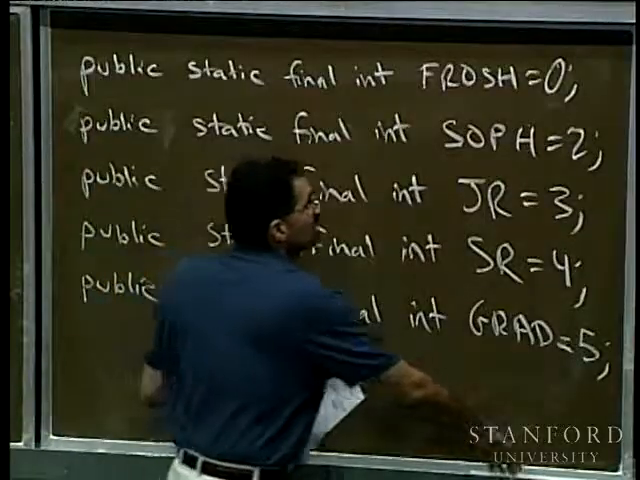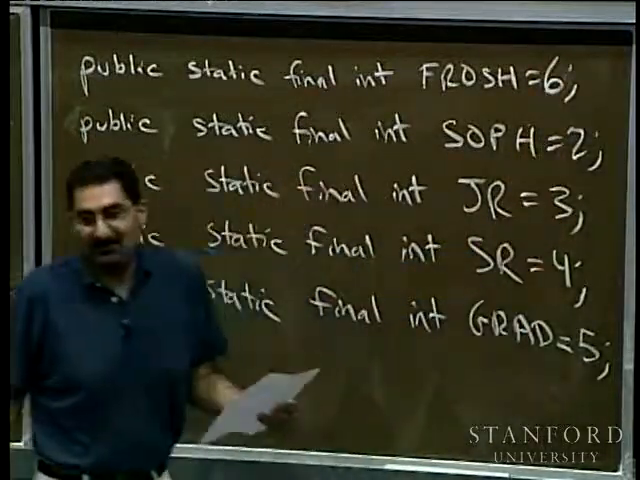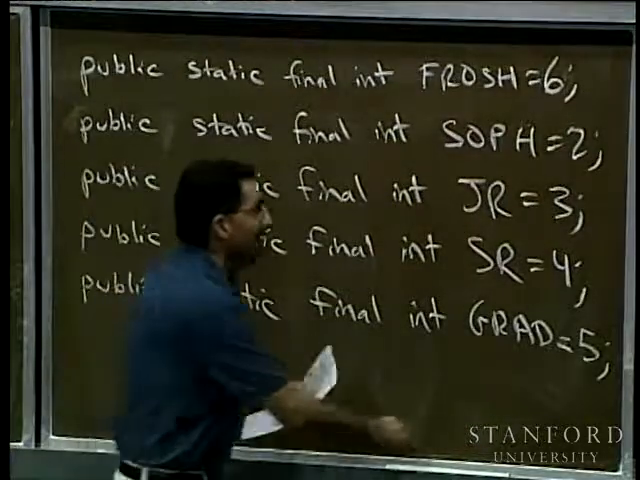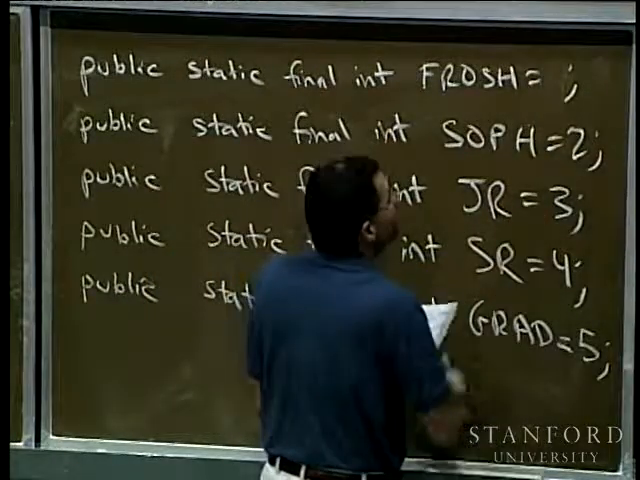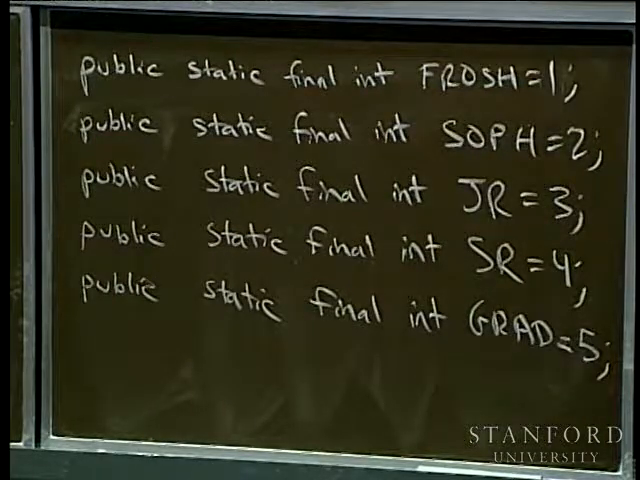Or they might just say, well, actually, frosh are the coolest. They're a 6. That's fine. You can do whatever you want. The computer really doesn't care. Most people probably won't care either. So we just start counting from 0 or 1 most of the time. Okay? So any questions about the general idea of enumeration?